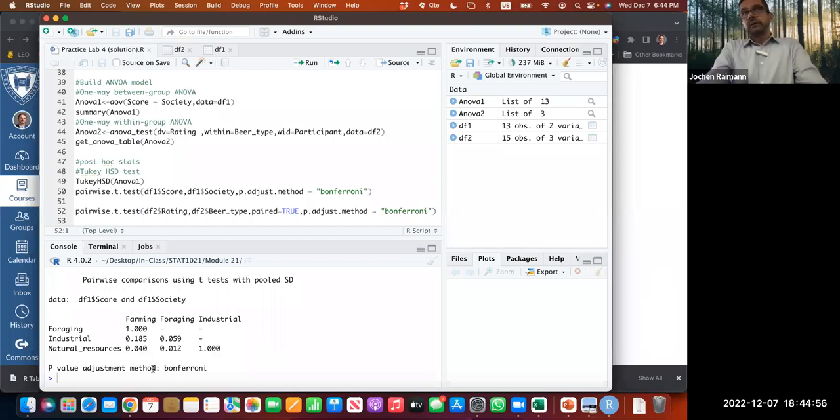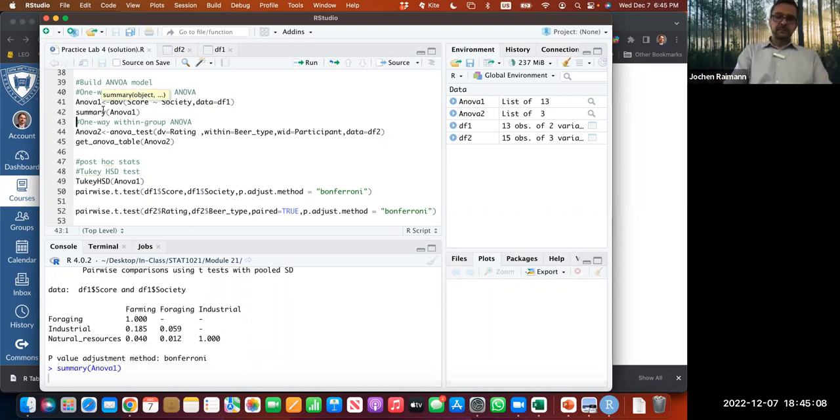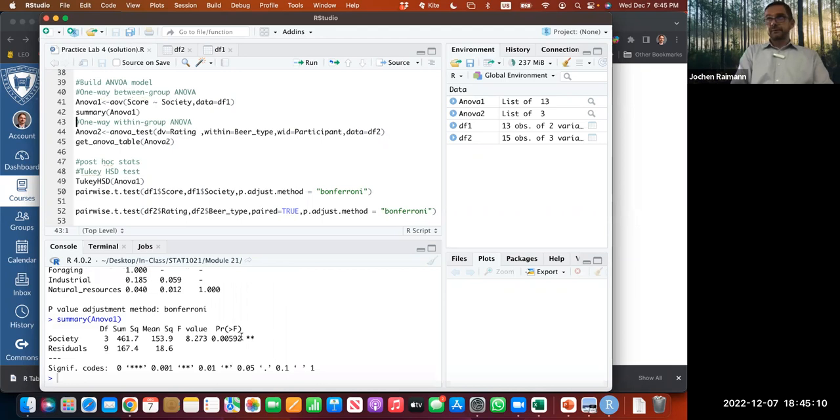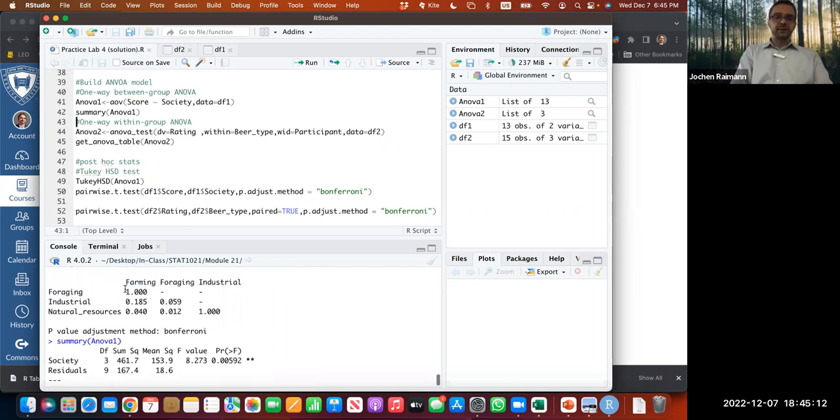After you did the ANOVA, there are two situations where you do post hoc testing. One is if your overall ANOVA was significant. As we remember, for our ANOVA 1, this was significant, so we do post hoc testing.